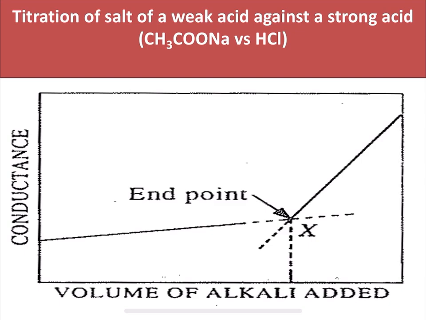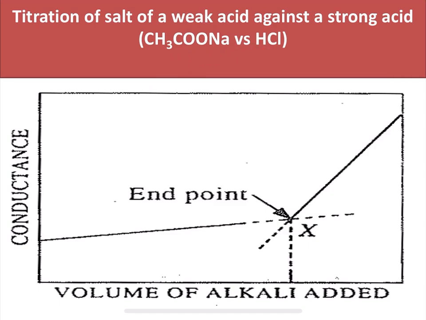Okay, so what is the principle? Here the sodium acetate is pipetted out, and we are going to add hydrochloric acid from the burette. What reaction takes place is, when sodium acetate reacts with hydrochloric acid, the sodium combines with the chloride and sodium chloride is formed, and the H+ combines with the CH3COO- thereby forming acetic acid. Okay, so this is the reaction that takes place.